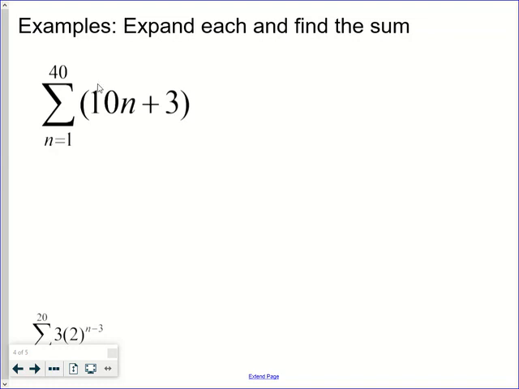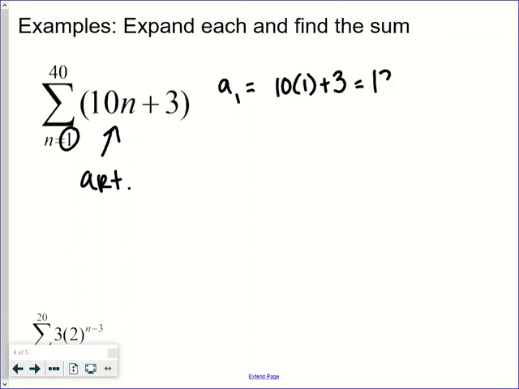So for this problem, it's 10n plus 3, so we know it's an arithmetic sequence. So then let's make a list. So a sub 1, we've already practiced this. The first number of our sequence we got to figure out. So if we're starting at 1, we're going to do 10 times 1 plus 3. So that's 13. Then we're going to do our last one.